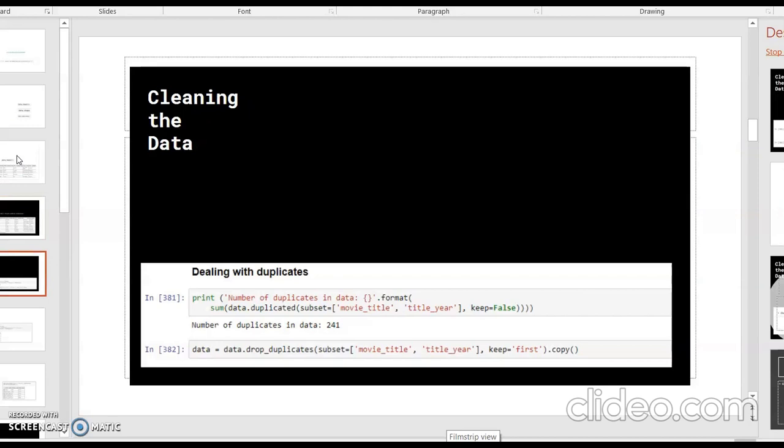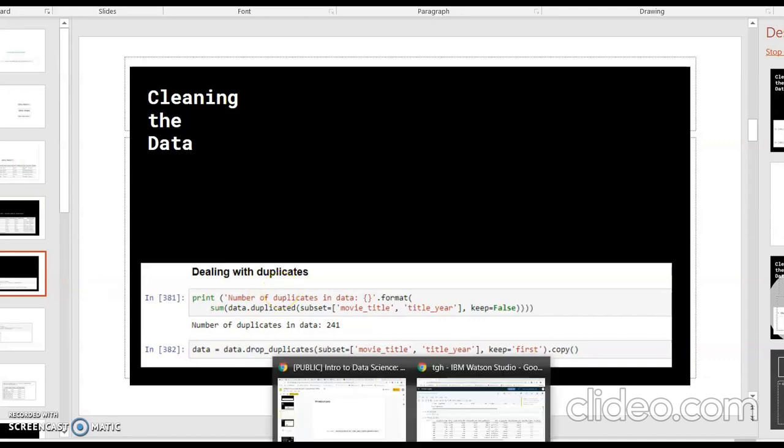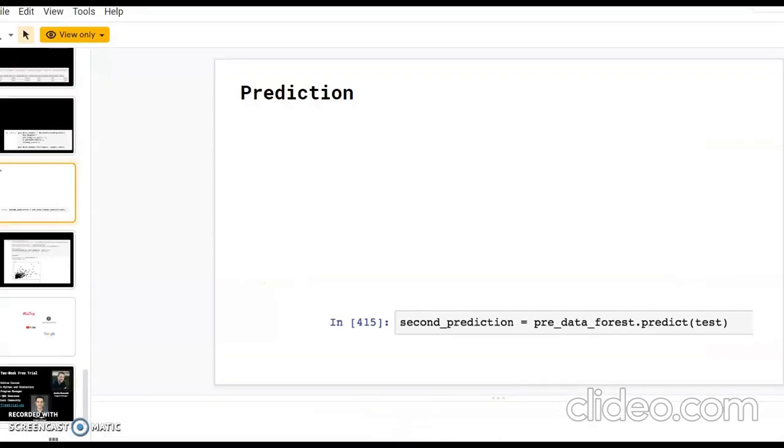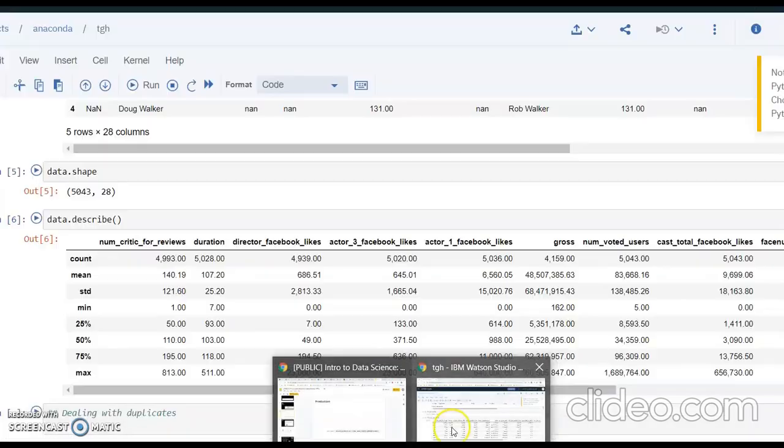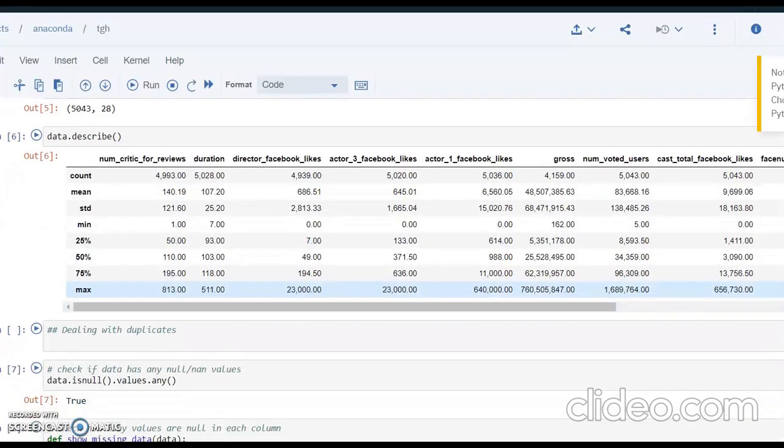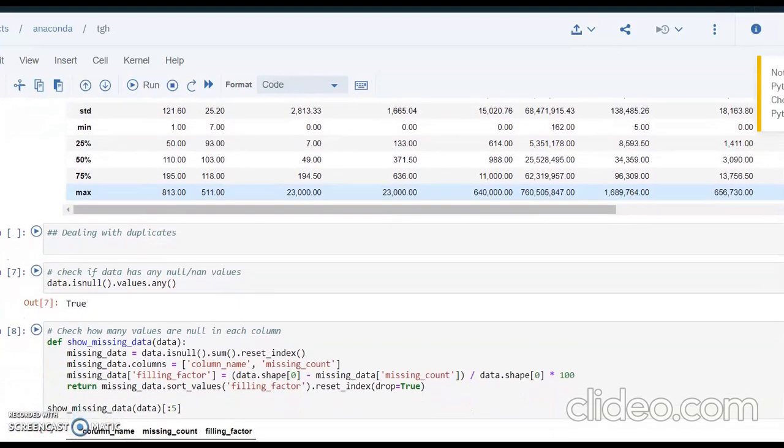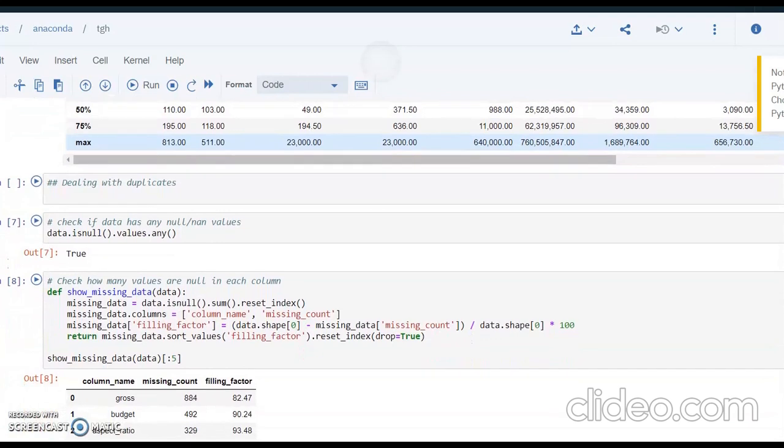And then when you do that, the next step is you clean your data. To make a predictive model, you have to deal with the duplicates. We see that there are 241 duplicates in here. So to deal with the duplicates, we have to have a function that would minimize them.